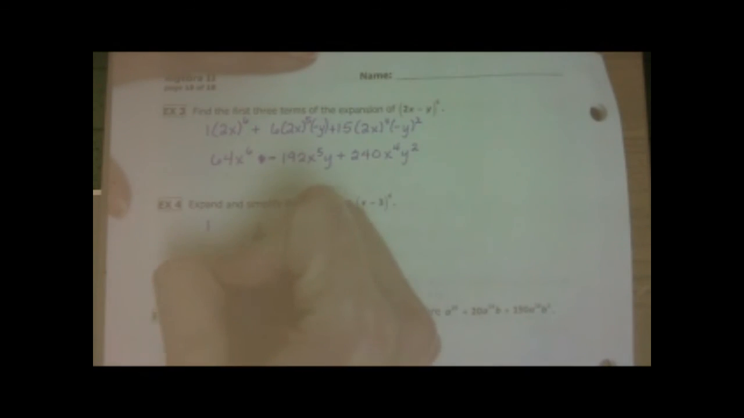All right, so here's this one. We're going to expand and simplify x minus 3 to the fourth power. First thing I want to do, let's take a look at our coefficients for the fourth power. And this is 1, 4, 6, 4, 1 from our Pascal's triangle. So let's go back and we'll write in our coefficients. I've got 1, 4, 6, 4, 1.